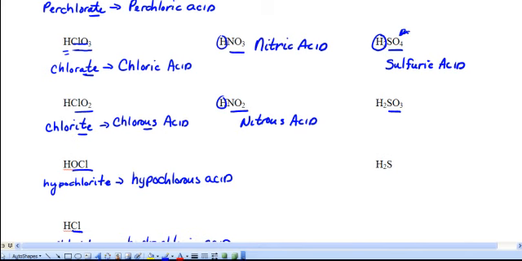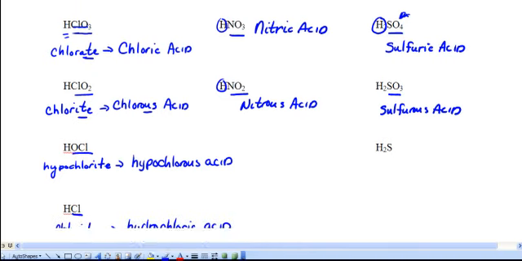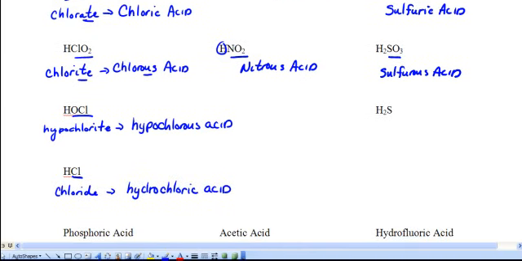SO3 is sulfite, therefore we would call this sulfurous acid. And lastly here we have H2S. We have a monatomic anion, that's the sulfide ion. Ides turn into hydro-blank-ic acid, so sulfide is going to be hydrosulfuric acid.